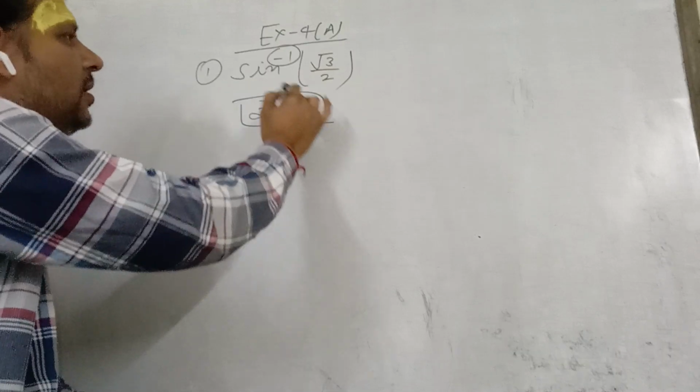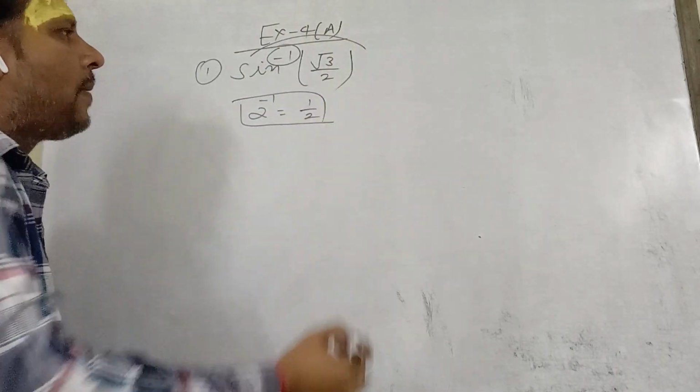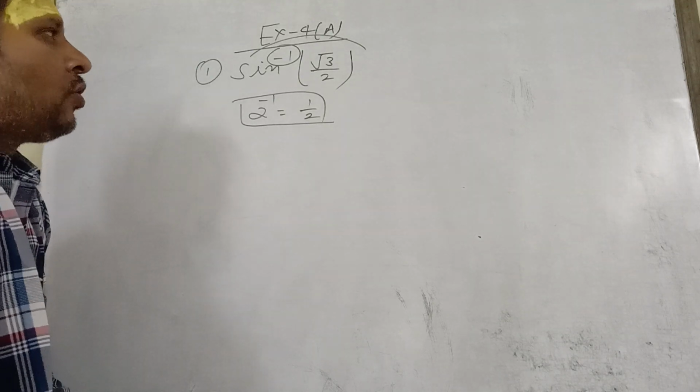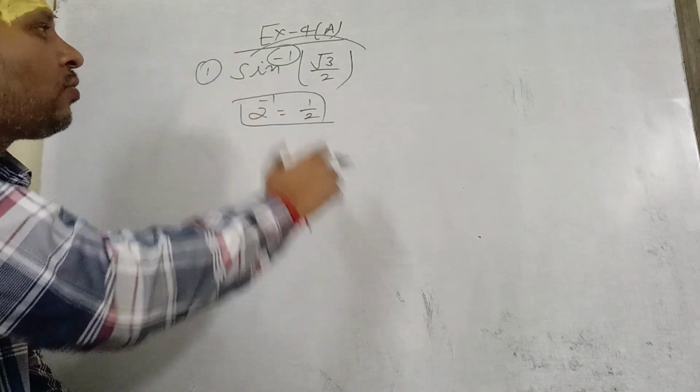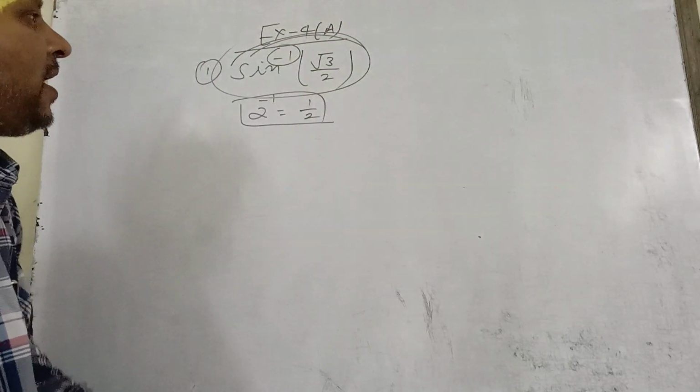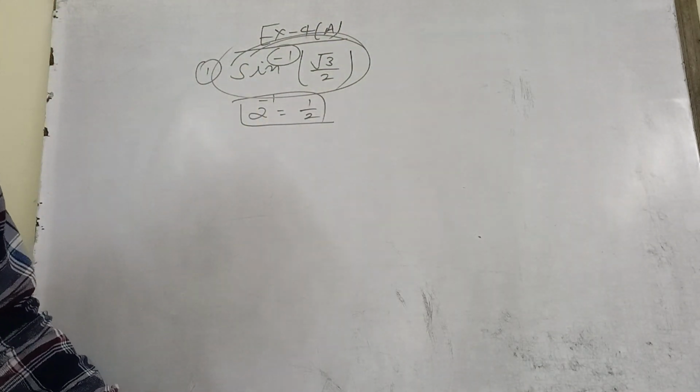But here we cannot apply 1 by sin root 3 by 2. It is not allowed here. So what question arises in the minds of students? How can we solve these questions? Because this question is different from the reciprocal, because this is the inverse trigonometric function. This is not the reciprocal.